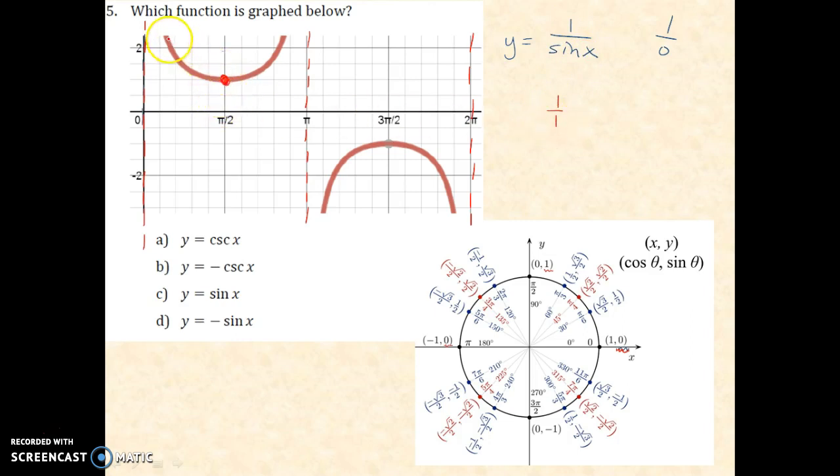So it looks like this is the graph of cosecant in red here, and the graph of negative cosecant would look just like the mirror image of that. So our answer is A, cosecant x.